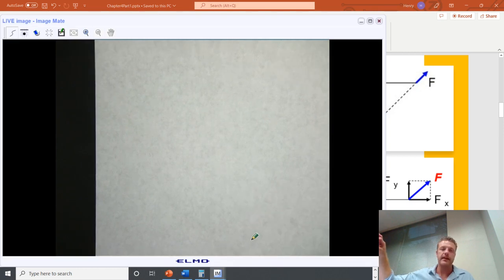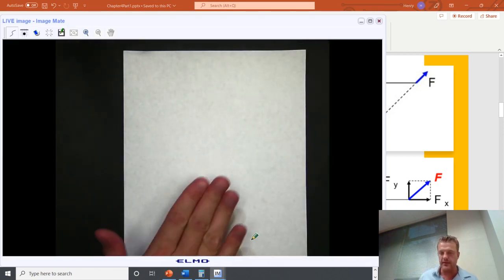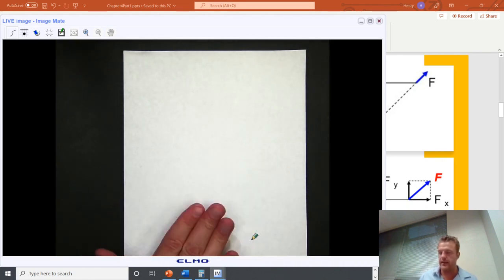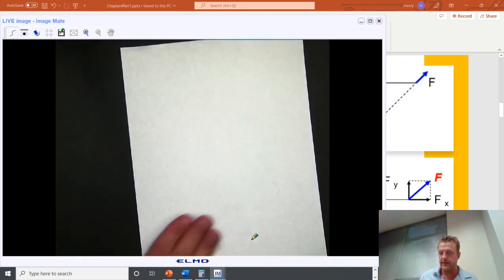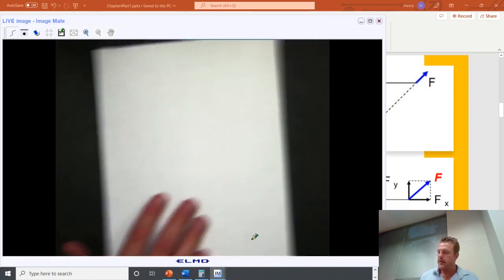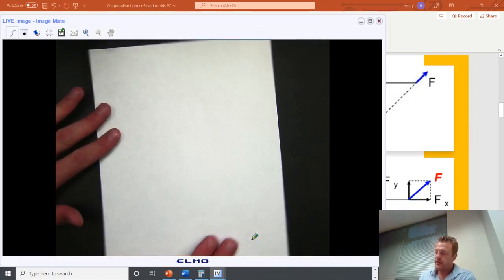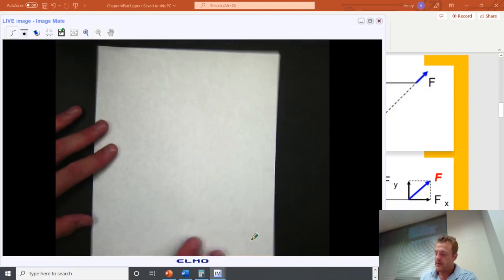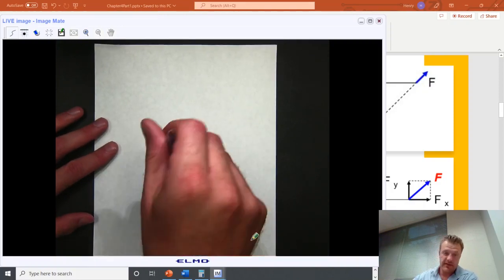say I had this piece of paper here on my doc cam, and I try to apply a force that's purely in the plane, meaning I don't push down into it. I just push ever so slightly in the direction of the paper. Notice that the forces that are generally in the plane are going to tend to induce rotation about an axis which is perpendicular to that plane.